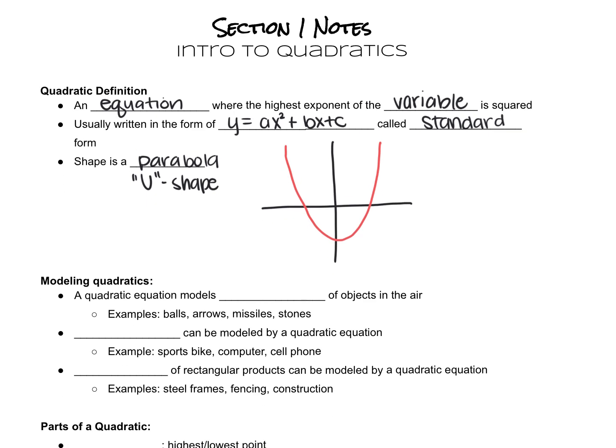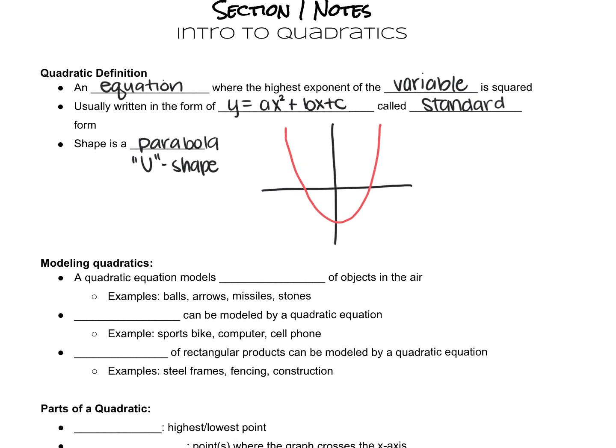There are a lot of different ways we can use quadratics to model situations. A quadratic equation models the height of objects in the air. So if you throw a ball, shoot an arrow, launch a missile, or throw a stone, a quadratic is used to model the height of the object at any point in time.